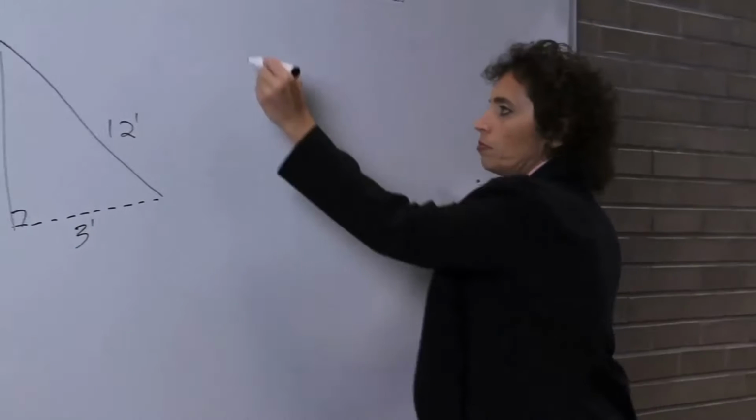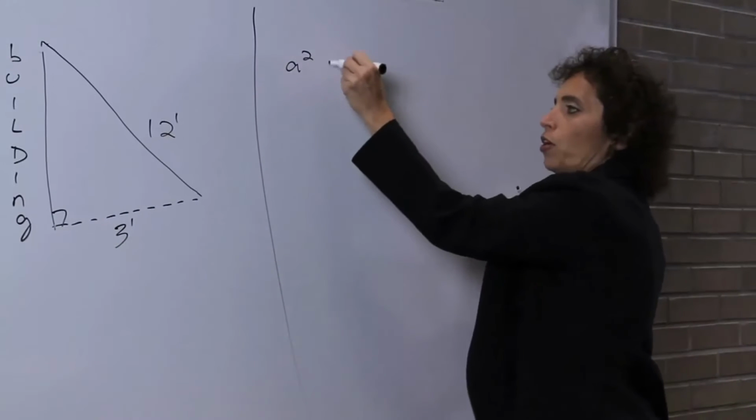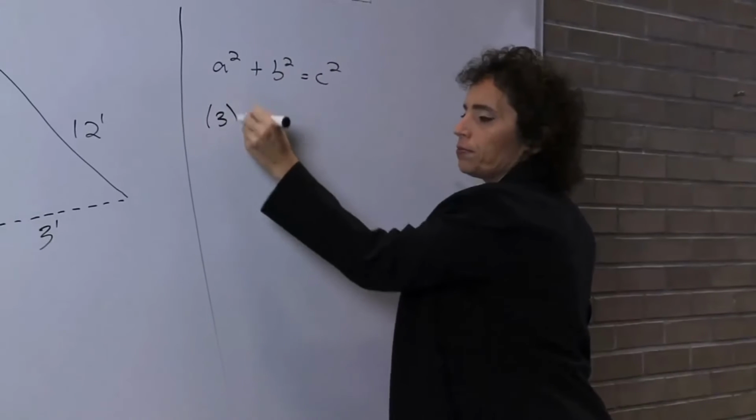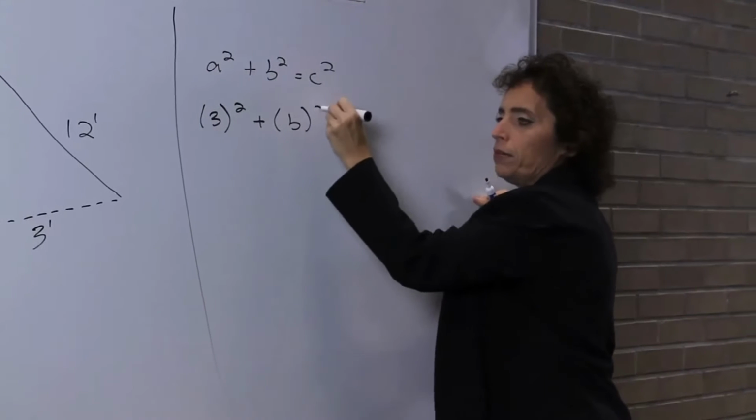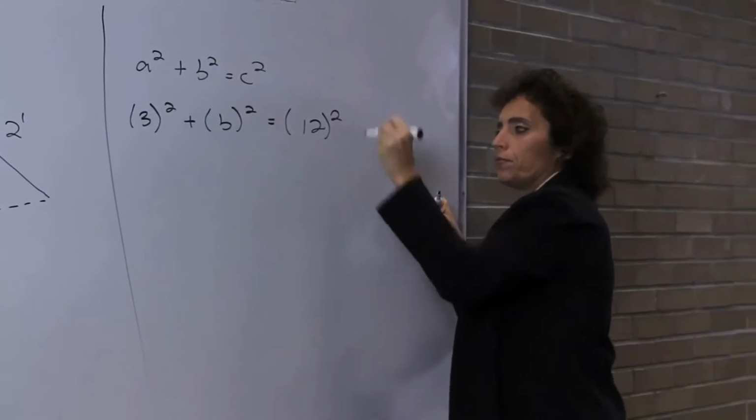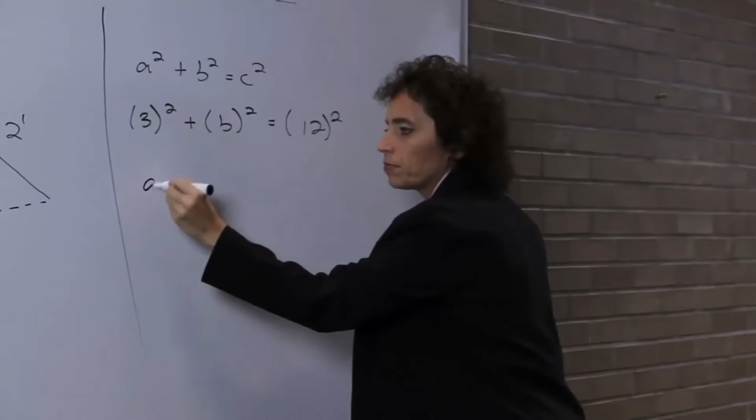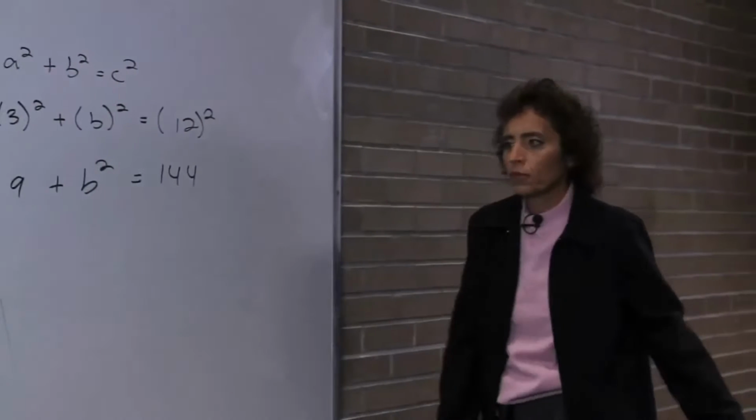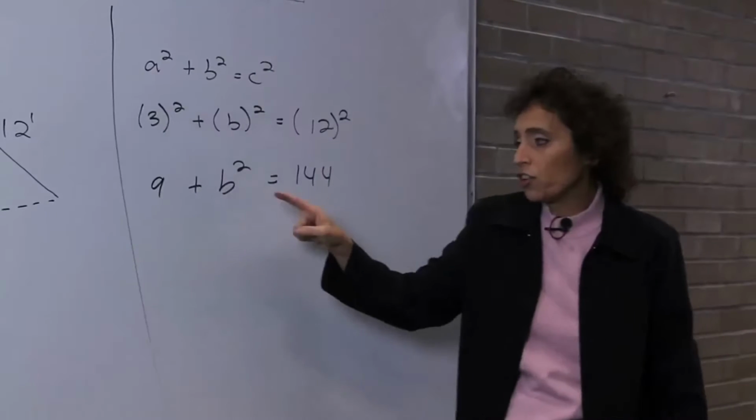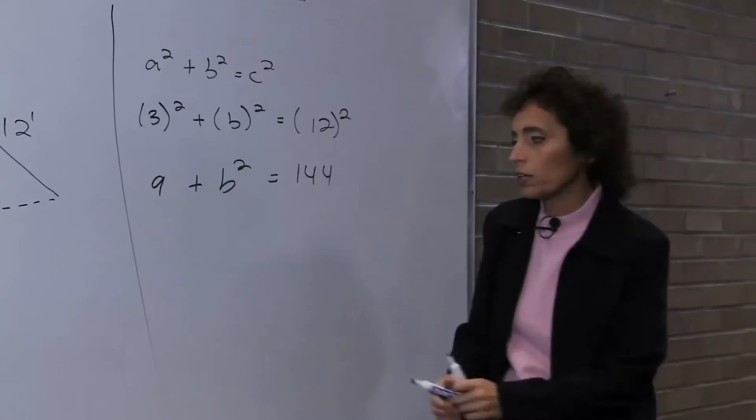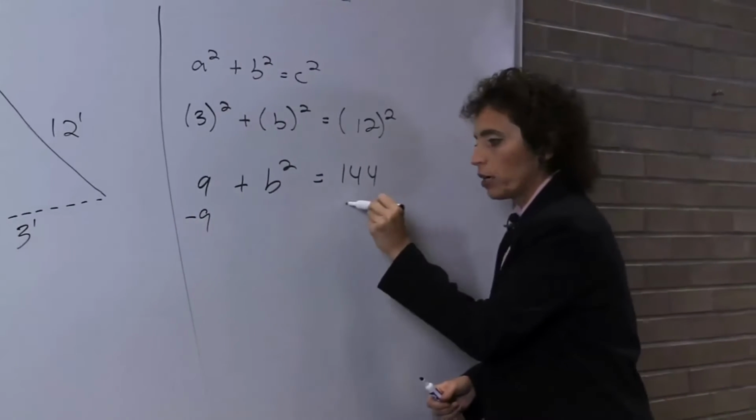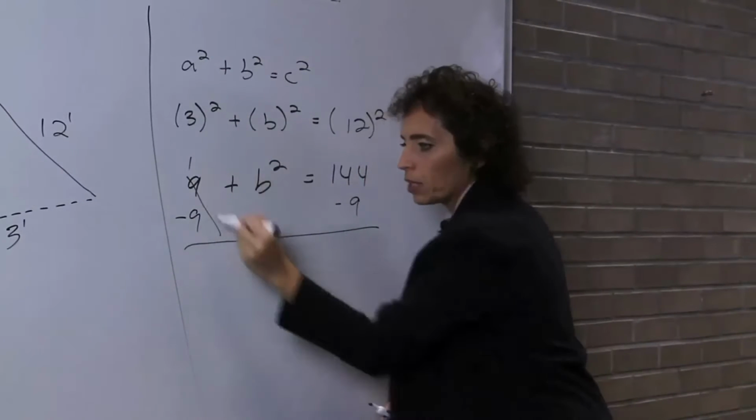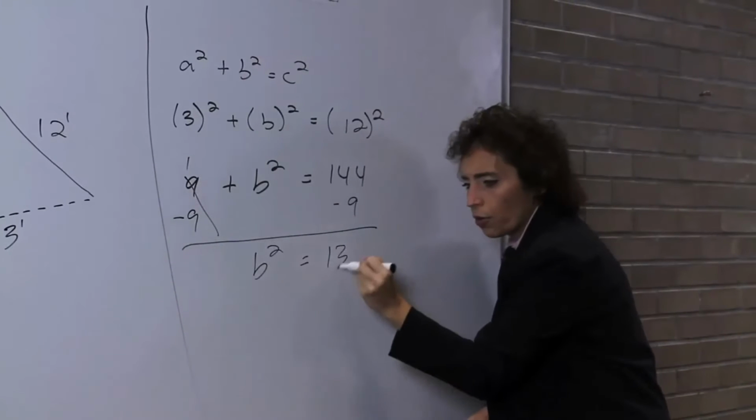So here we go. a squared plus b squared equals c squared. a is 3. b, I have no idea. c is 12. So this is 9 plus b squared equals 144. Well, okay. I know how to solve equations. I want to get the variables on one side, numbers on the other. So I'm going to subtract 9 from both sides. b squared equals 135.